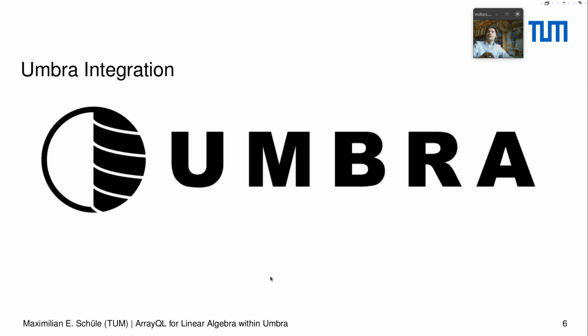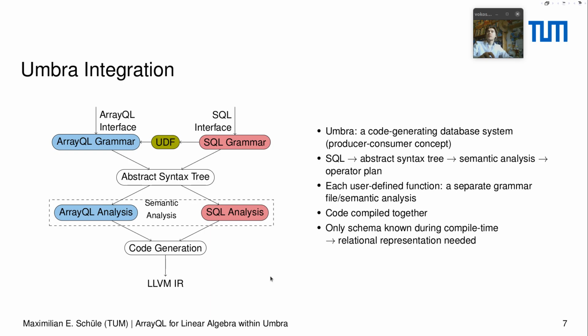For the Umbra integration, we should know that it is a code-generating database system that follows the producer-consumer concept. How it works is like this. First, it expects SQL as input, then it generates an abstract syntax tree, then the semantic analysis happens, and afterwards code is generated. If we want to add another language, we have to add another grammar file and another semantic analysis. But in the end, it will be compiled together. As only the schema is known during compile time, and not the values, we need a relational representation, which I will explain in the next slide.